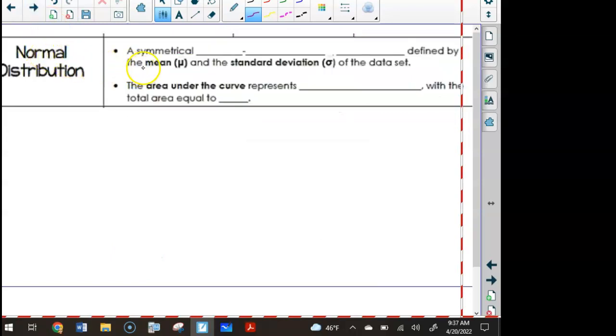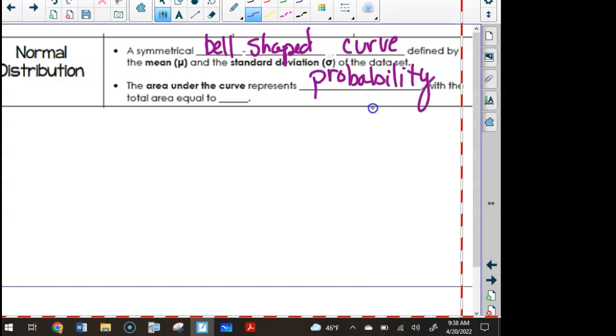All right. Normal distribution is symmetrical, and we use the word bell-shaped curve, defined by the mean and the standard deviation of the data set. The area underneath that curve represents the probability, with the total area equal to 1, all the possible probabilities.